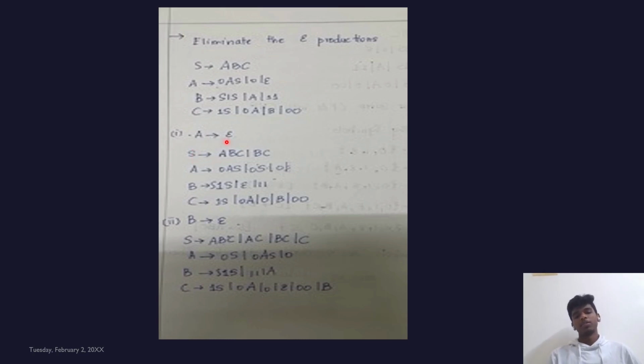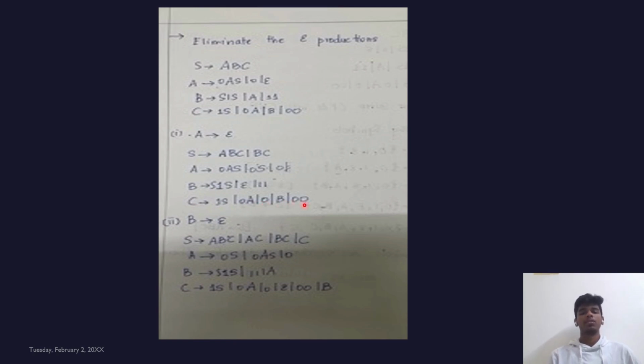In each place of A, we have to insert epsilon, and we have to keep the original form of that production plus the insertion of epsilon. That is, S defines ABC, and in place of A, now put epsilon, so it becomes BC. And A defines 0AS, and in place of A put epsilon, so it becomes 0S, and 0AS as it is. And B defines S1S, in place of A here put epsilon and 1 1 A as it is. C defines 1S 0A, and now in place of A put epsilon, so it becomes 0, and then B, and then 0 0.